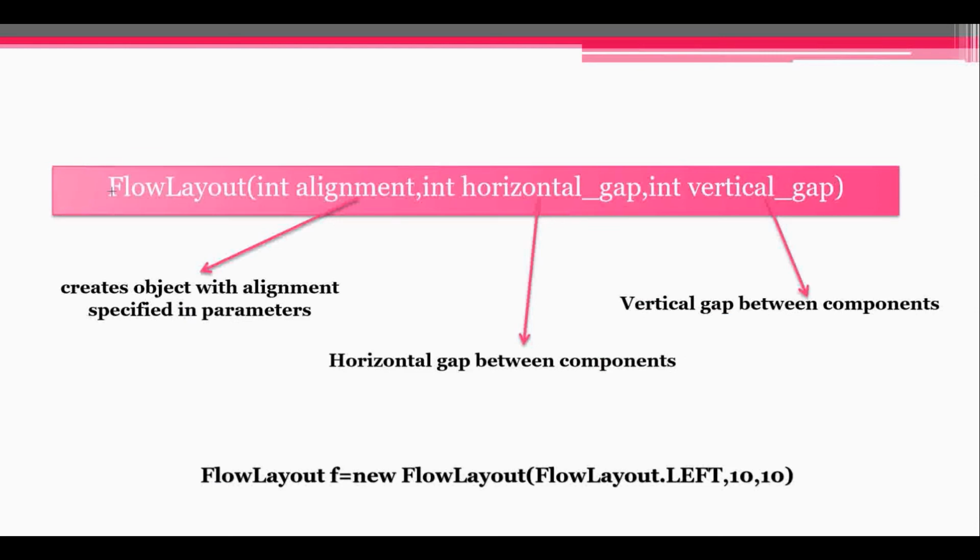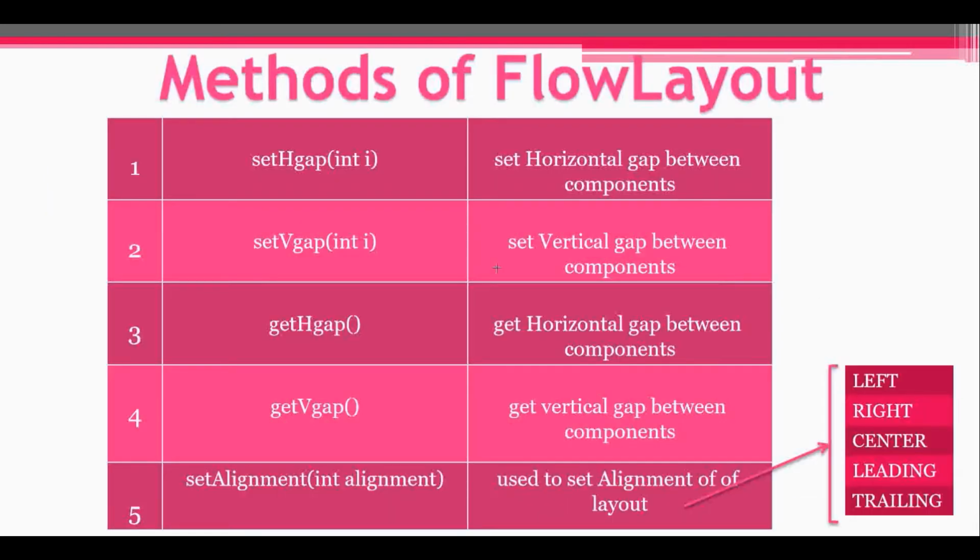And the third constructor with 3 integer parameters. The first one creates an object with the alignment specified in the parameter. The second parameter specifies the horizontal gap between components, and the third parameter specifies the vertical gap between components, and it can be used like this.